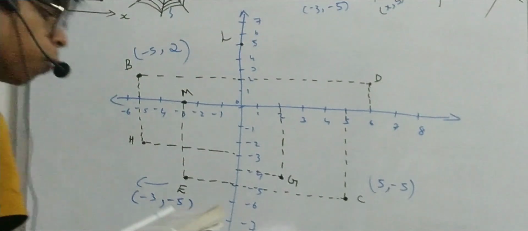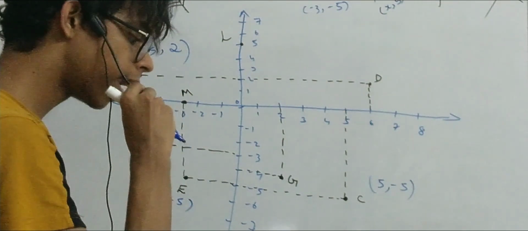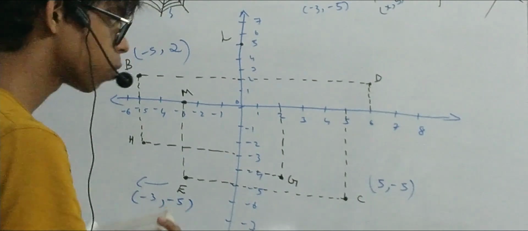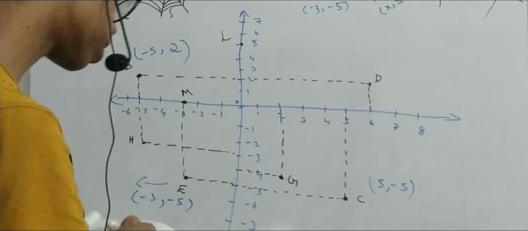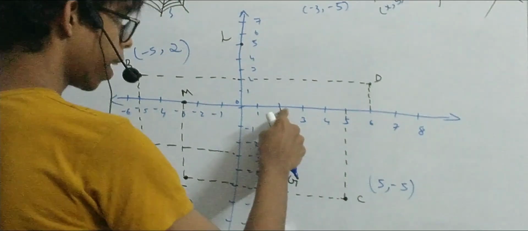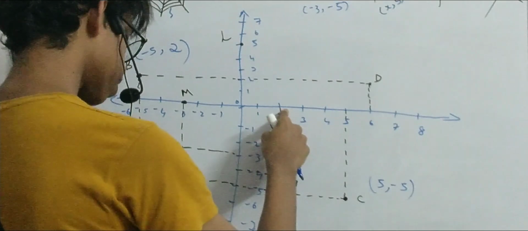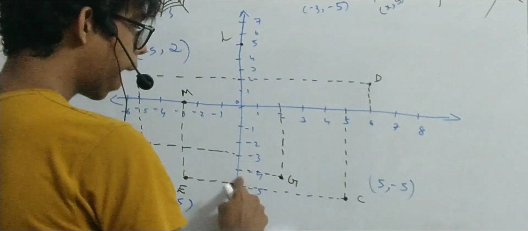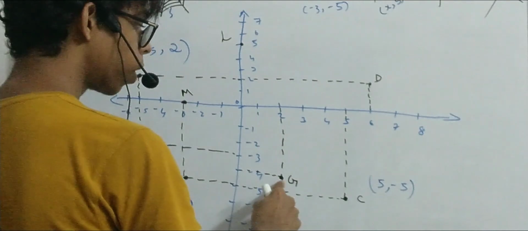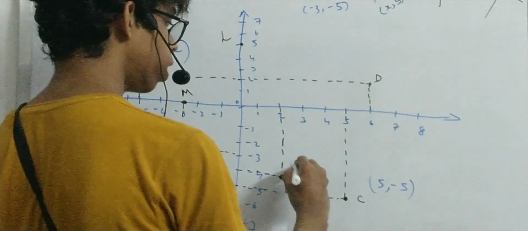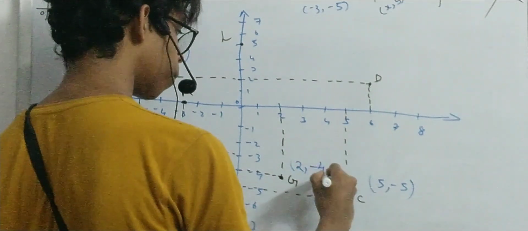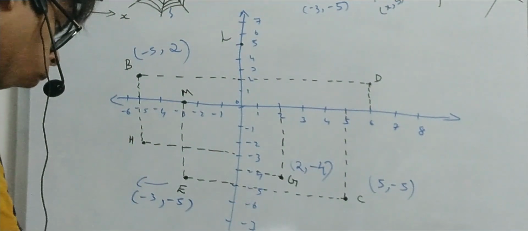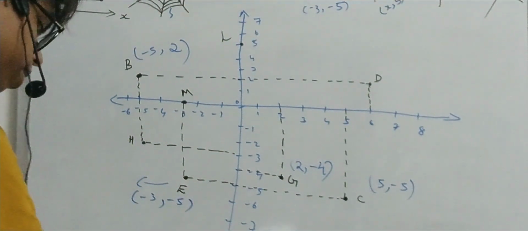Now the fourth one is the point identified by the coordinates 2, -4. So 2 means the x-coordinate is 2 and the y-coordinate should be -4. Here we have 2 and -4. So at which point does it lie? At point G. So 2, -4 is your point G. Okay, so you can write it like that.